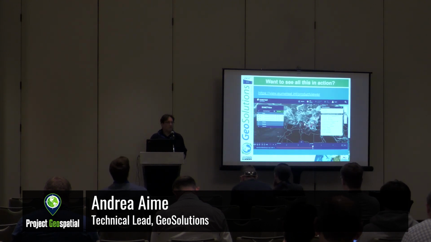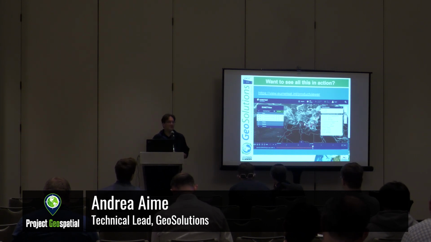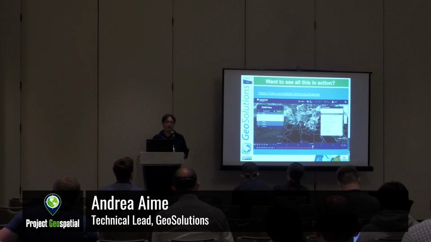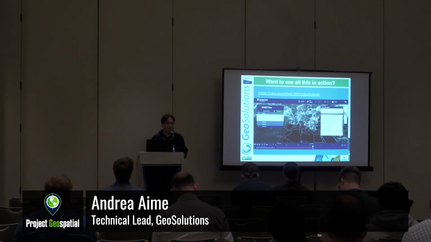If you want to see all of this in action, at this time I have a link. You can go to the EUMETSAT viewer. The EUMETSAT viewer is a public website that anyone can connect to. And EUMETSAT is the European entity that manages a number of satellites. So they manage Copernicus, they manage Meteosat, and so on. And then they are publishing all of this data through GeoServer and this interface.